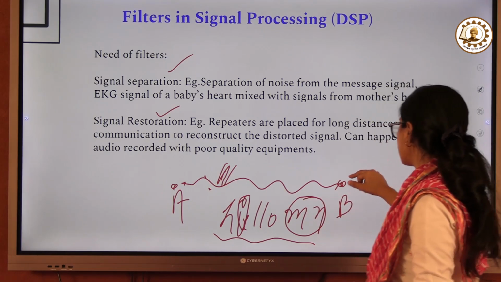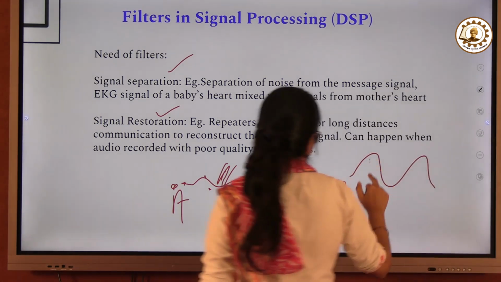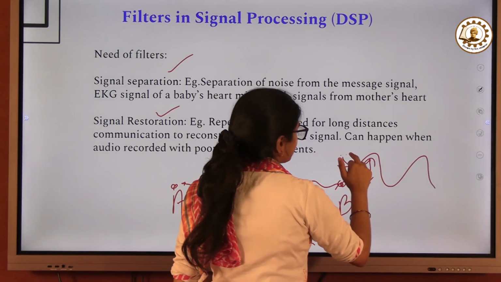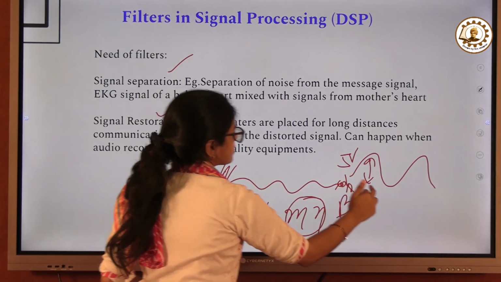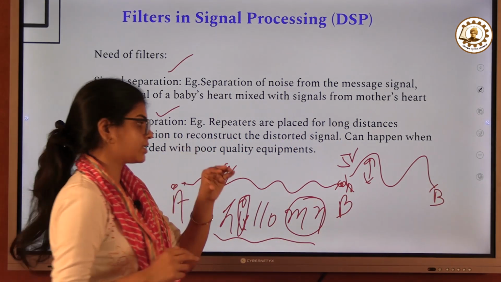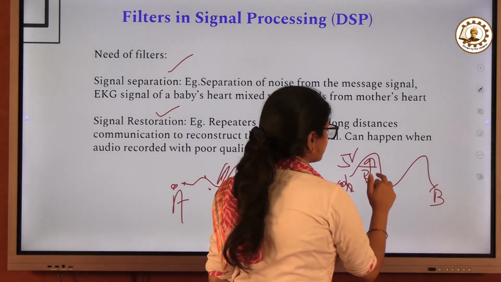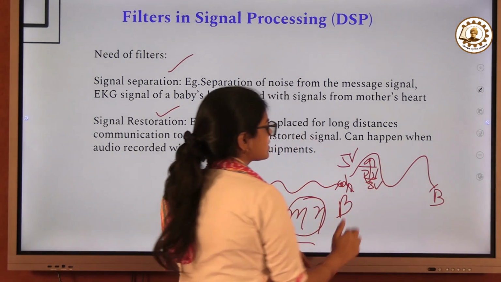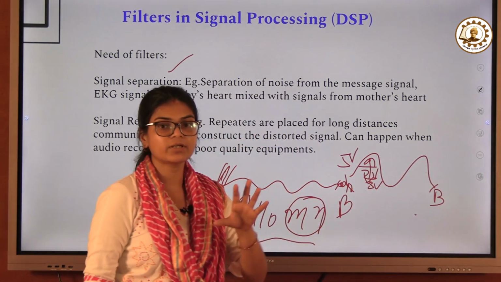Suppose this amplitude is 5 volt. Now when it was being transmitted from A to B, the amplitude is getting decreased. So it is becoming say 2 volt or 3 volt. So the person at point B is not able to hear it.